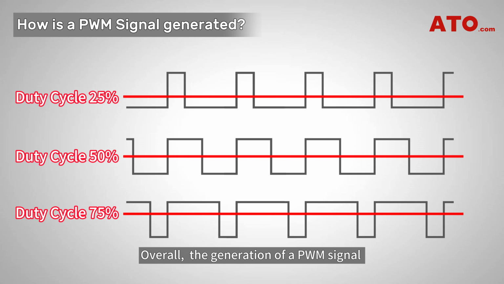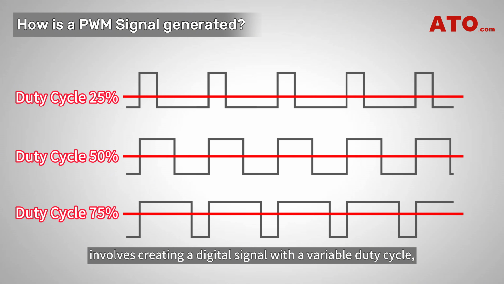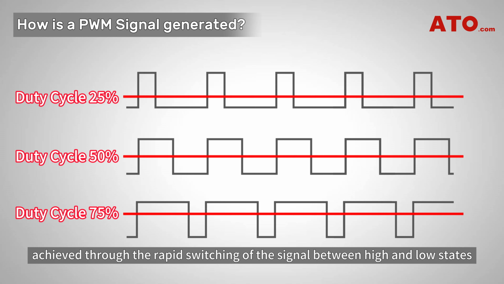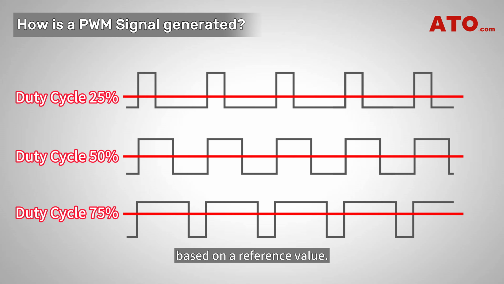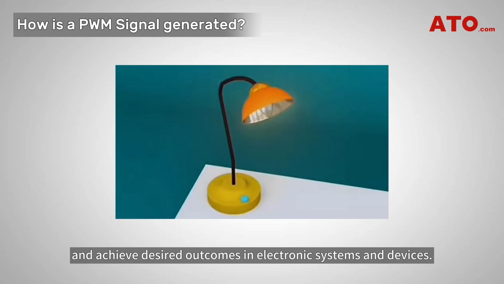Overall, the generation of a PWM signal involves creating a digital signal with a variable duty cycle, achieved through the rapid switching of the signal between high and low states based on a reference value. This method provides an efficient way to control power delivery and achieve desired outcomes in electronic systems and devices.